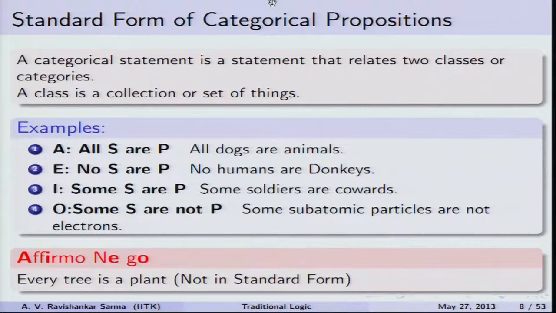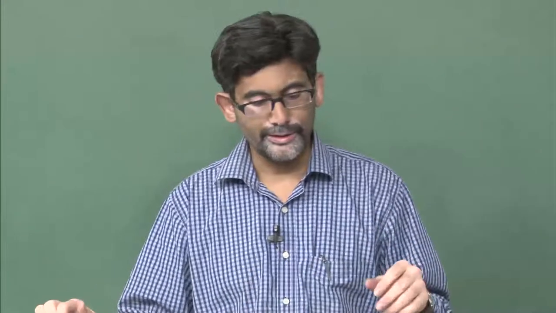There are four kinds of categorical propositions according to Aristotle. Each categorical proposition has a specific structure. It has a subject and a predicate, and the predicate is attributed to the subject. For example, if you say all men are mortal, men falls under the category of subject, and being mortal is the predicate of that categorical statement. They can be like this: A, E, I, O.